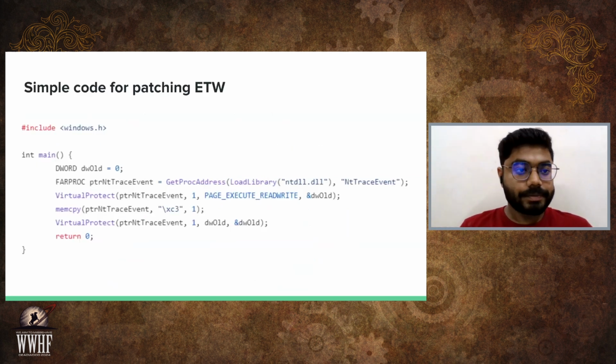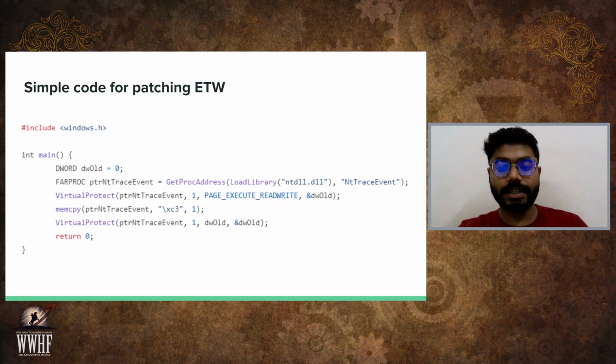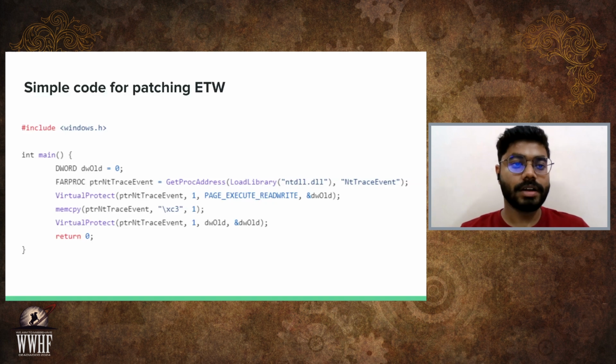So this is the simple code for patching ETW. We found the address of the NtTraceEvent API from NTDLL.dll, and finding the address was done using GetProcAddress. Then we just write a return instruction at that address using memcpy, and then close the handle and change its permission back to the normal permission, and that's it.